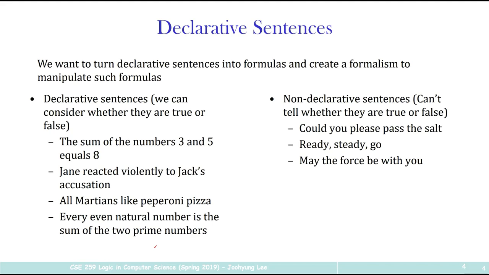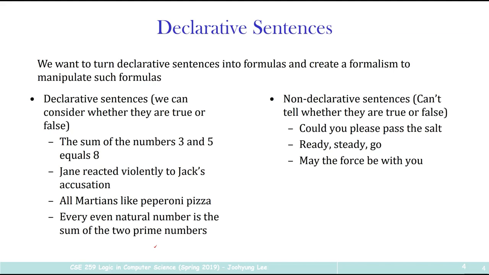The sum of numbers 3 and 5 is equal to 8. Is this true or false? True. Jane reacted violently to Jack's accusation. True or false? We don't have enough information, but it should be either true or false, given enough information about this description.